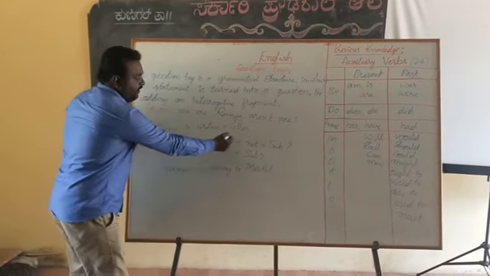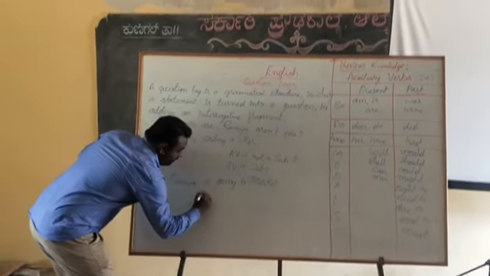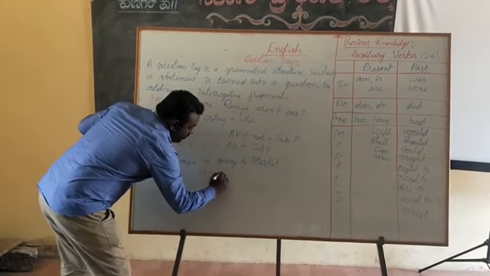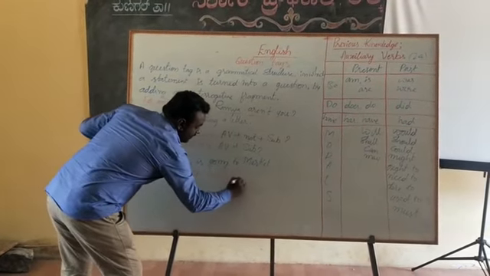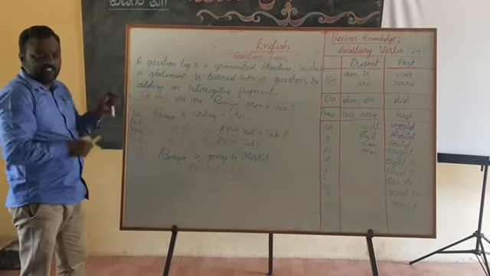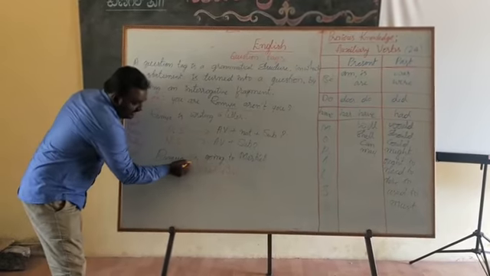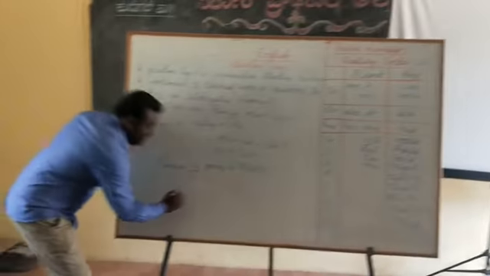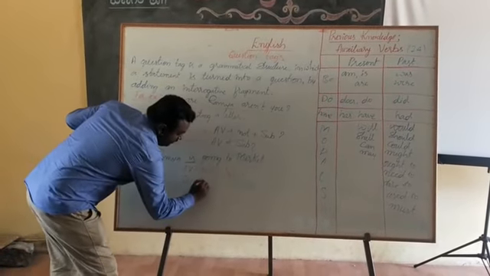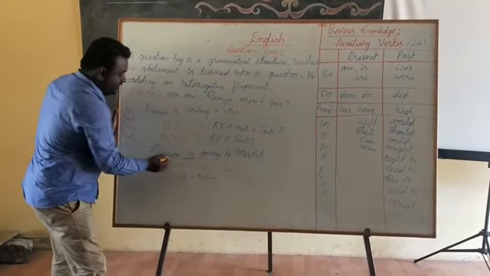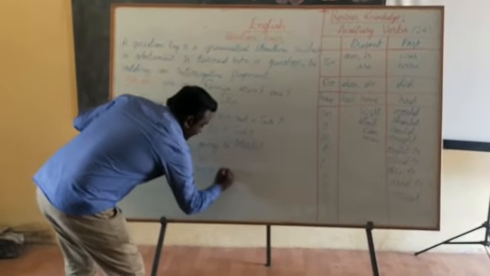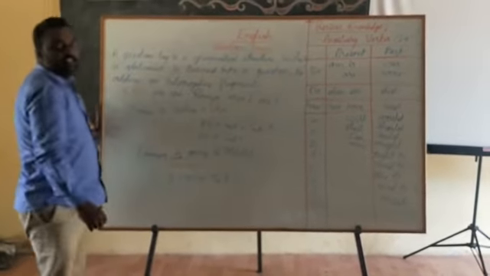So first I will take down the rules. AV plus not plus subject. So in this sentence, the AV is given. Which is the auxiliary verb? Yes, it is. Write down is and put not. And which is the subject? It is Ramya. So you can write she instead of Ramya.